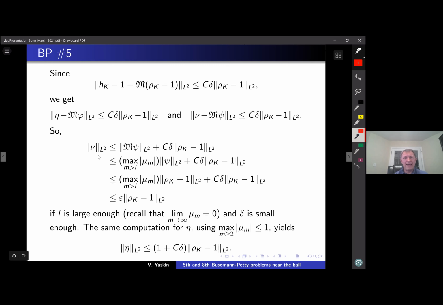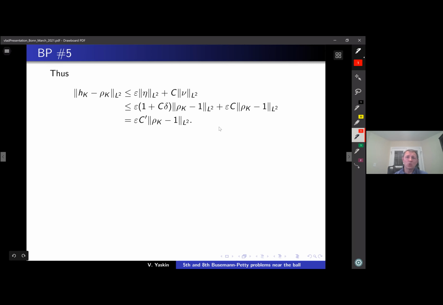And for eta, you use a similar estimate, except for eta, you now have harmonics of degrees from 1 to L. So mu doesn't go to 0, but it's bounded by 1, right? It's bounded by 1. So for eta, you also have this inequality. And so what you showed, starting from this, you can bound the first term like so. And the second term is small because it's the tail, right? So this difference is also small with respect to this L2 norm.